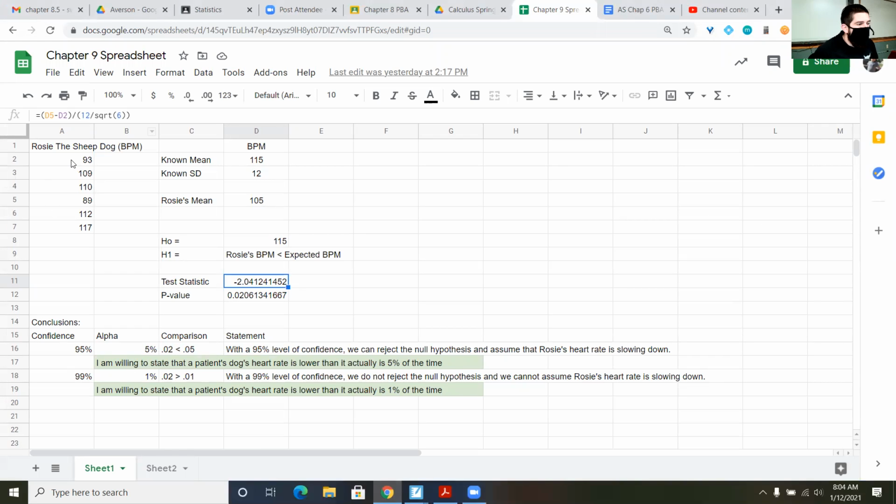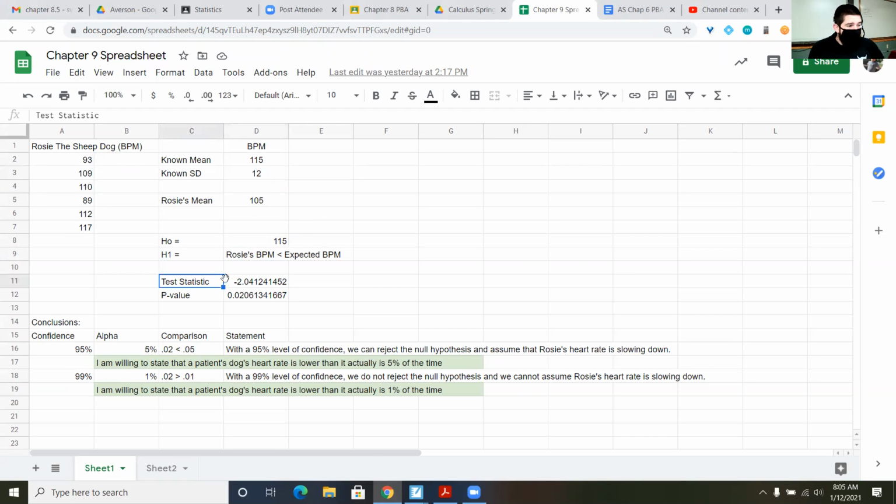Now what we have over here is going to be the 6 measured values, the vital signs. And I wrote in the known mean, which was 115 beats per minute. I wrote in the known standard deviation, which was 12 beats per minute. And I calculated Rosie's mean. Now for Rosie's mean, I did equals and the command average, and I highlighted this column, and it gave me an average heart rate of 105 beats per minute. My null hypothesis was that it was 115, and I reminded myself that the alternate hypothesis is that I think that Rosie's beats per minute is less than the expected beats per minute that we have traditionally followed.